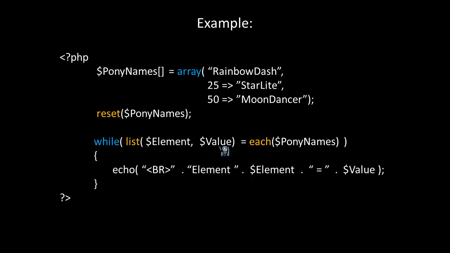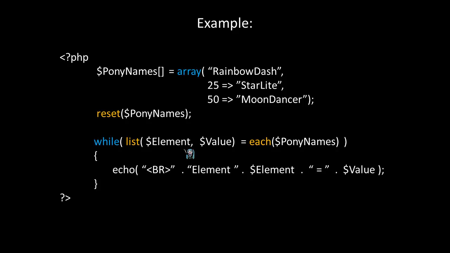And the good thing about using the list method is that if the object is null, then we don't have to worry about it retrieving a null value. That would be a problem if list didn't take care of it for us. Why? Because remember, Rainbow Dash starts at 0, but then Starlight is 25. So that means elements 1 through 24 are null. Nothing exists there. So it's a good thing that the list method does that for us.